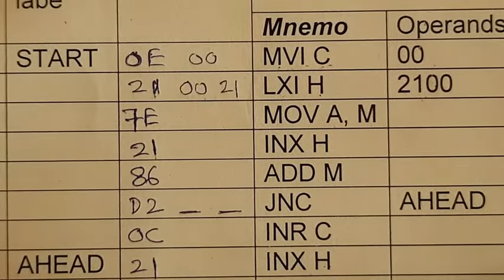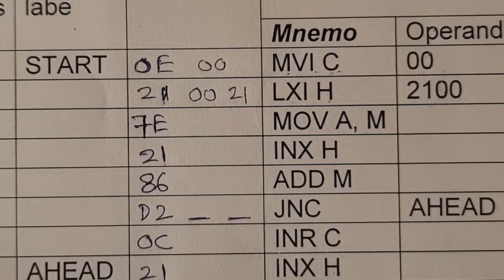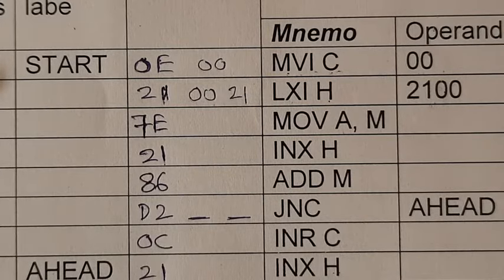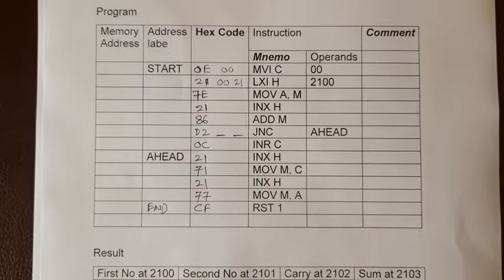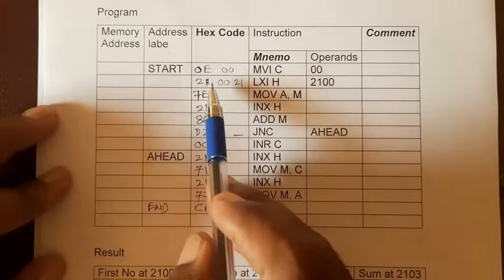Then INX H is 21. Then move accumulator to memory. I will write move accumulator to memory. It is 77. Accumulator to memory, 77. And RST 1, it is CF. Okay. That means first of all what I have done? I have converted the instructions, which consist of mnemonics and operands, into the hex code.